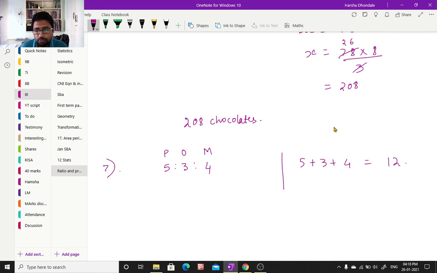So what I have to do is divide this 0.6 liters into 12 parts, and 5 parts of that is pineapple, 3 parts of that is orange, and 4 parts out of that is mango. So here I go. Pineapple juice will be 5 out of 12 parts of the 0.6 liters.